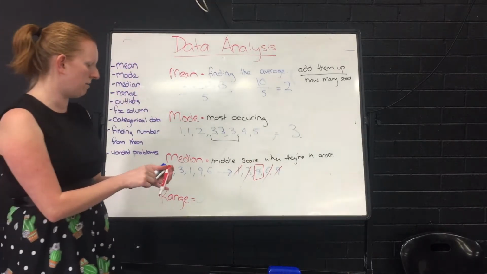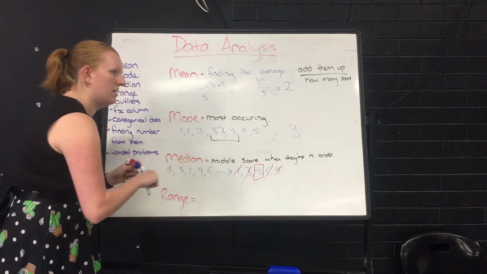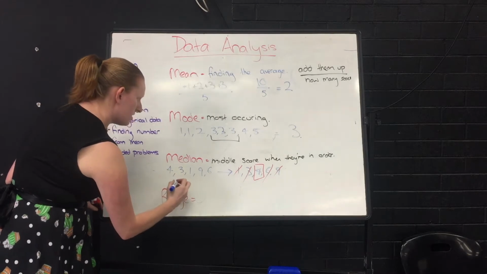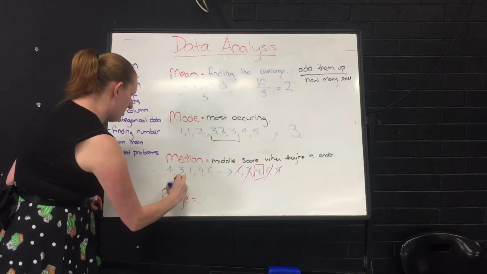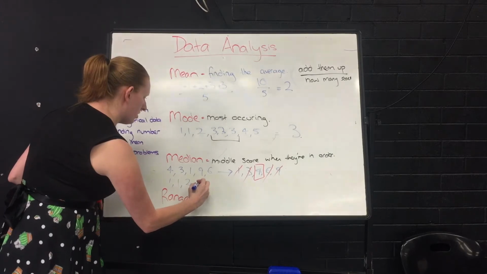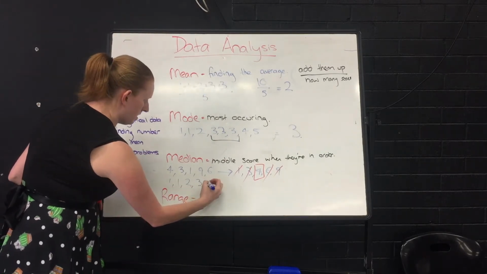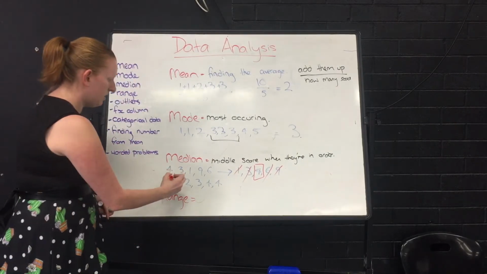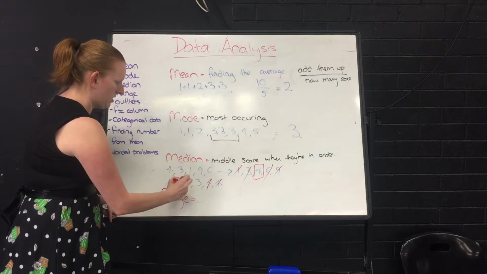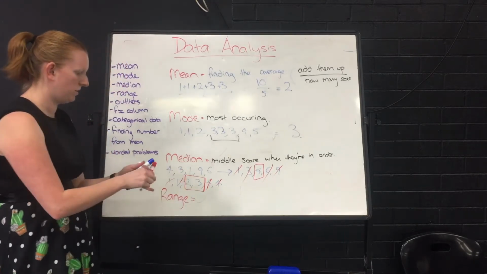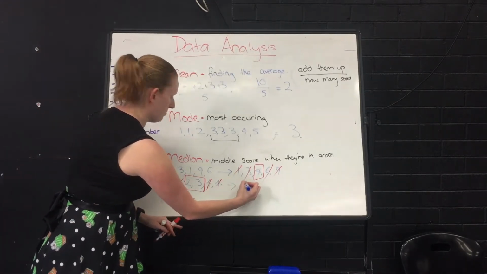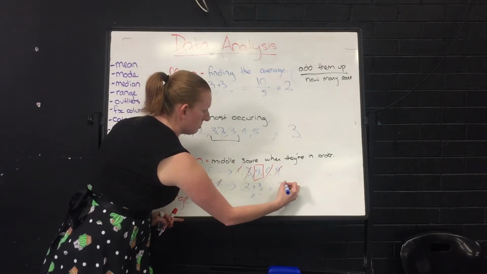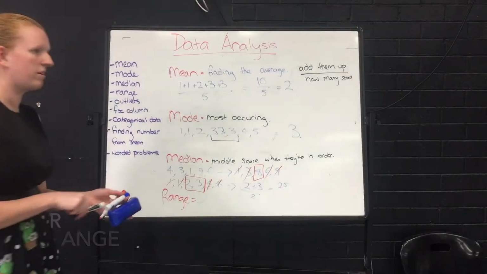What happens if I've got 2 numbers in the middle? You add them and divide by 2. So let's do one of those. 1, 1, 2, 3, 4, 4. Alright, I'm going to count in. So now I've got these 2 left in the middle. I go 2 plus 3, divide by 2, gives me 2.5.